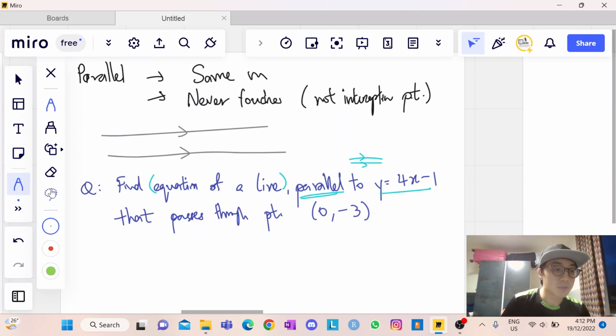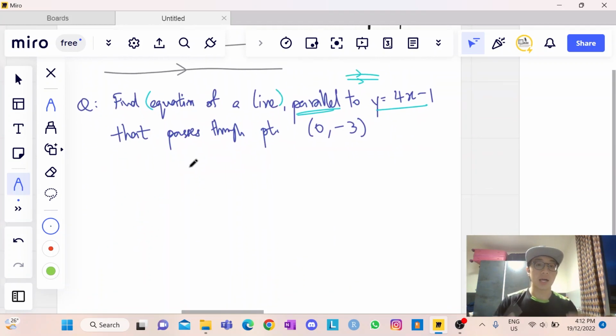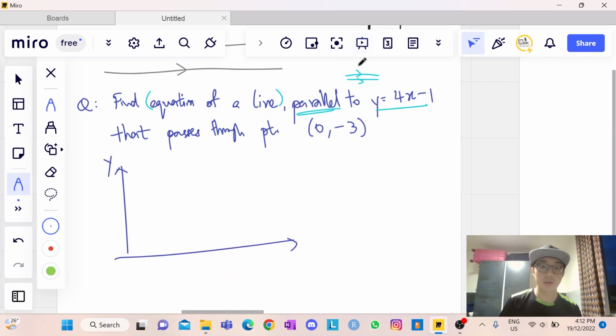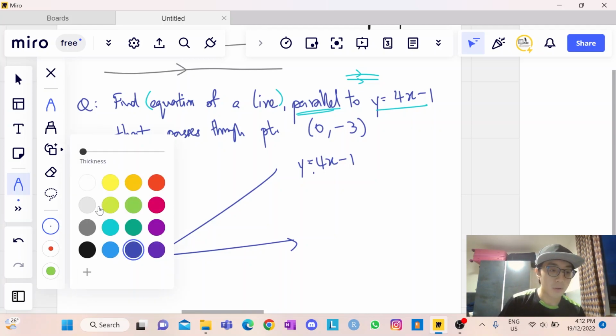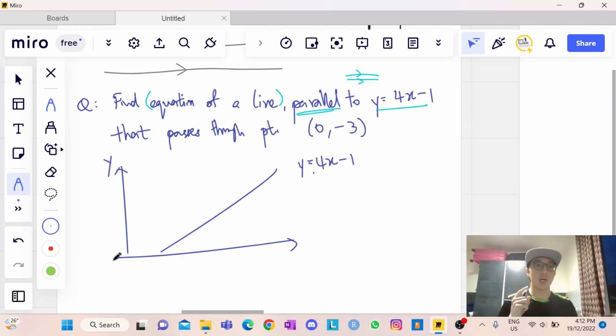So I'm going to be drawing out in the diagram so that you can visualize it better. So there is a line y equals to 4x minus 1. So it's positive gradient and minus 1. So the line goes something like this. So this is y equals to 4x minus 1. Now they want you to look for another line, which is parallel, which means they have the same gradient, and needs to pass through the point 0 and negative 3.